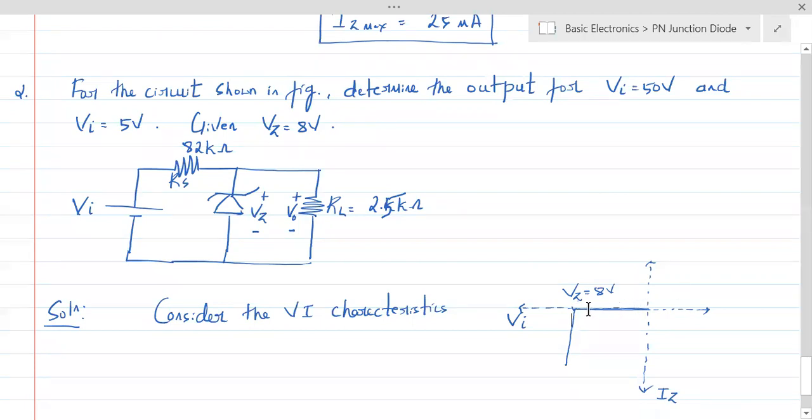It's a very small current, but it is negligibly small. That's why we have not considered that. So when this Vi is less than 8 volts, the Iz is 0. Understand that? So that means the current flowing through this is actually 0.